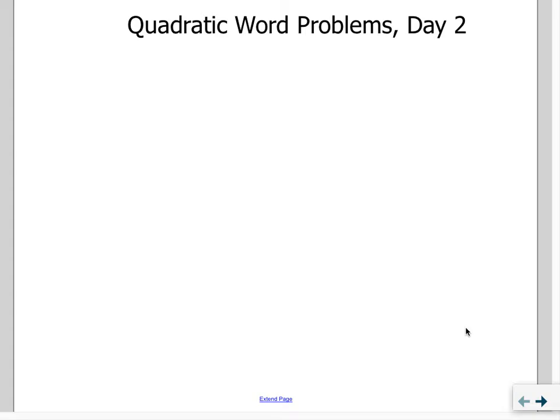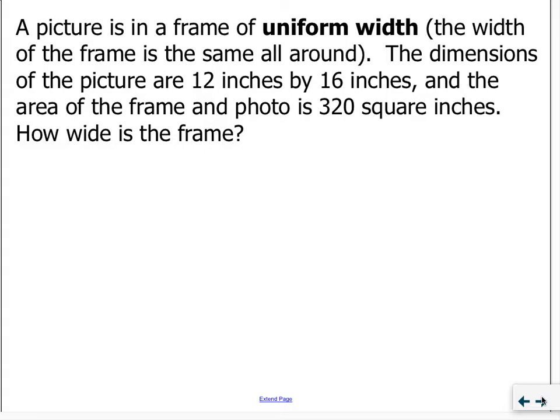All right, the second day of quadratic word problems. If you get through this day, man, you are the elite, the best of the best. These are some good, tricky, challenging algebra problems that are good for your soul. Let's check out the first one here.